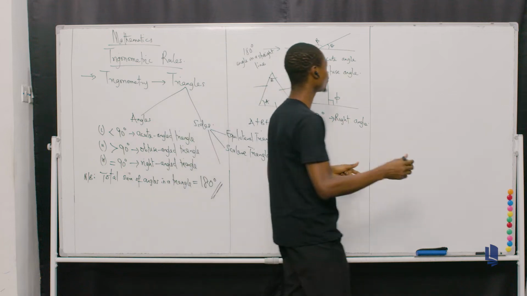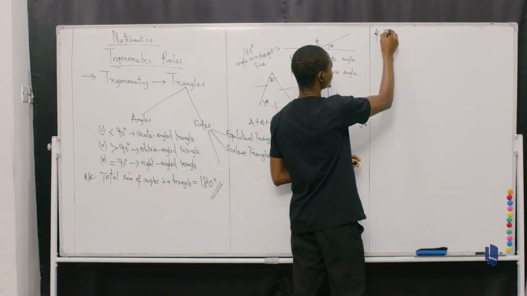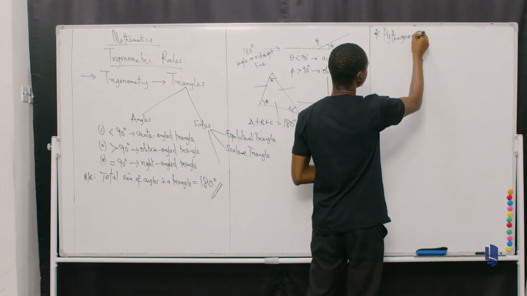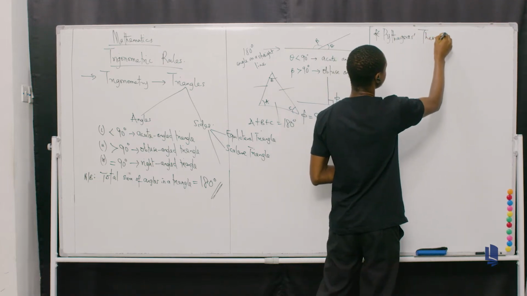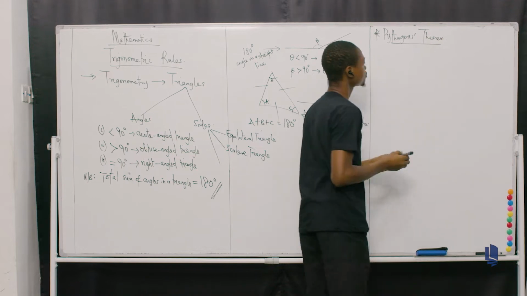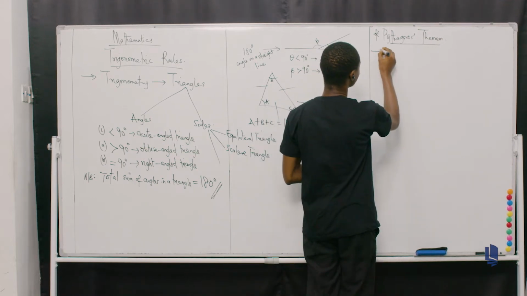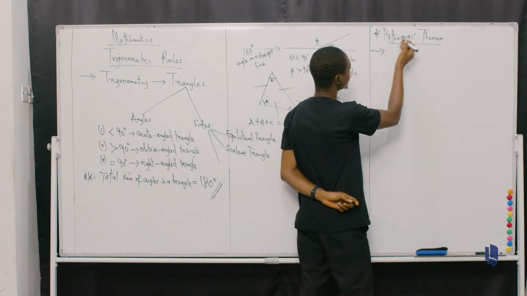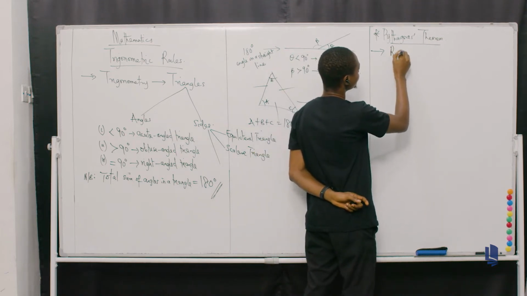So, first off, let us consider the Pythagoras theorem. For the Pythagoras theorem, we have said the first condition, which is the most important one, is first, a right-angled triangle.